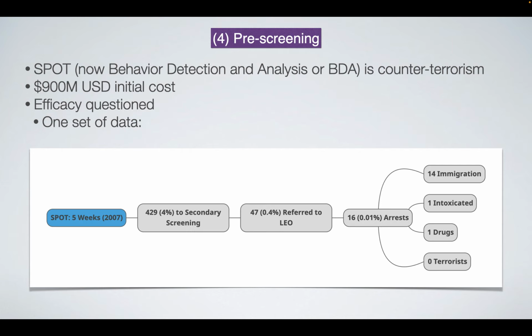And so anyway, in one set of data, they looked at 5 weeks in an airport, and they looked at the program. And so 429, or 4% of people, were sent to secondary screening. So they met the criteria of enough points, not necessarily to get referred to law enforcement, but just to secondary screening. And then of those 429, only 47 got enough points that they also went to law enforcement after it. Okay, and if you look at the 47 referred to law enforcement, 16 were arrested, 14 were arrested for immigration reasons, so they had the wrong documents. One was arrested because they were intoxicated. One person was arrested because they had unlawful drugs, and exactly zero were terrorists, which is why we were spending the $900 million in the first place, to detect terrorism.